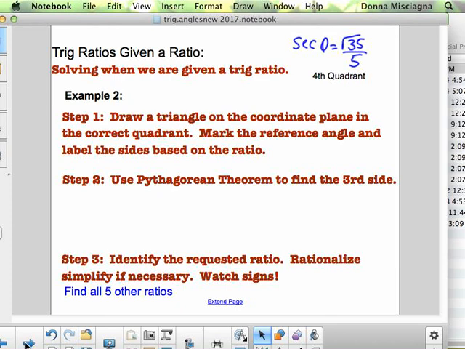All right, so this one I can see what we're looking for. Find all 5 other ratios. So we're solving when given a trig ratio. This is example 2. First of all, we're going to graph our coordinate plane. We are in the 4th quadrant.